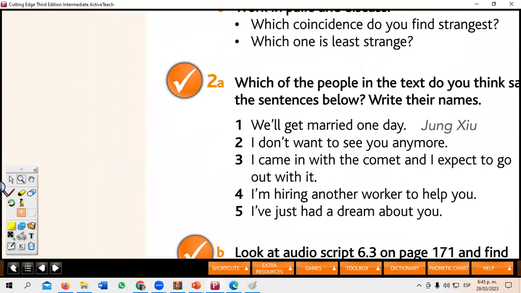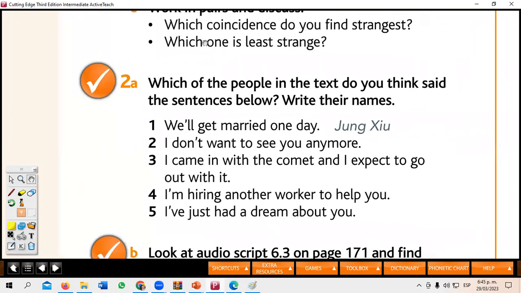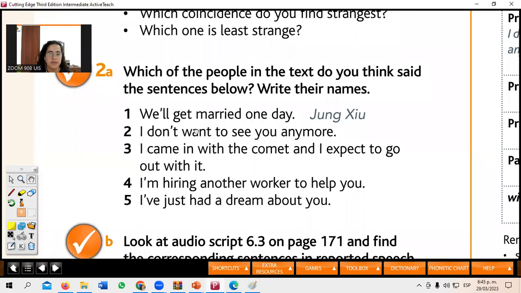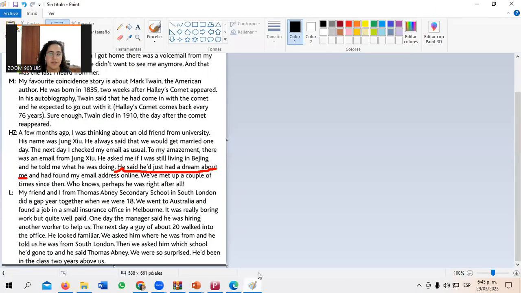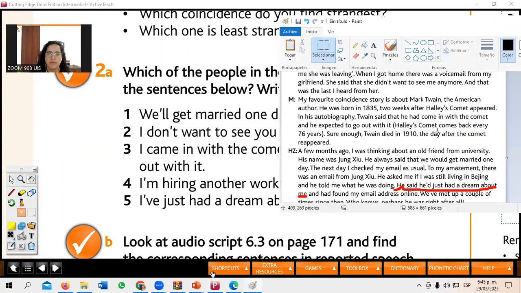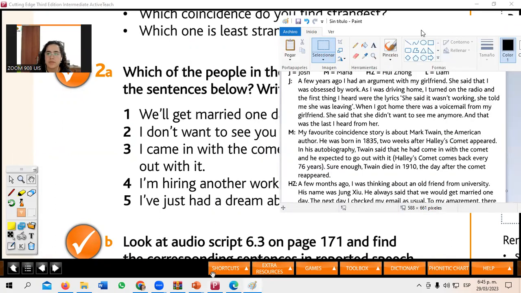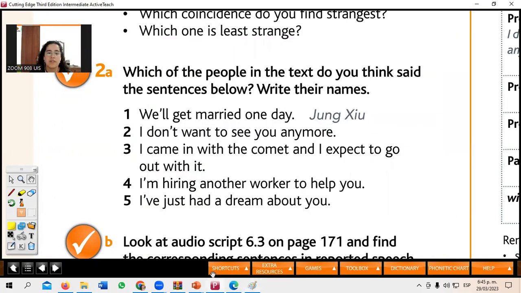58, okay? I'm going to give you a couple of minutes to check, find the reported speech version of these sentences in the text, all right? Please let me know when you finish so we can all check together.